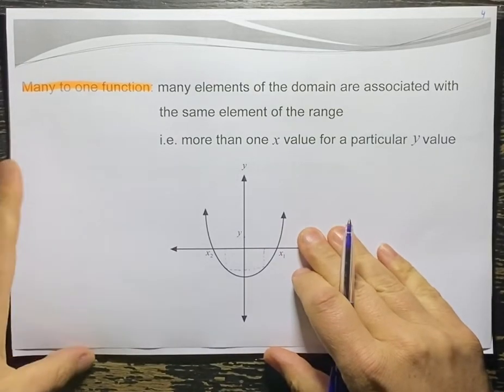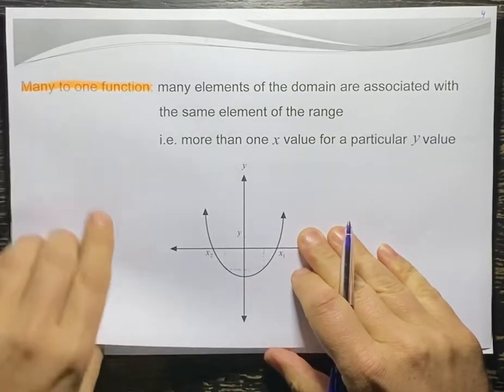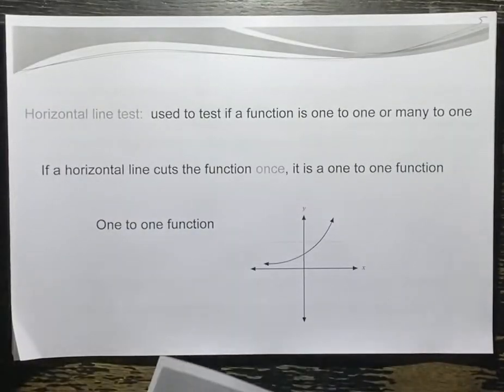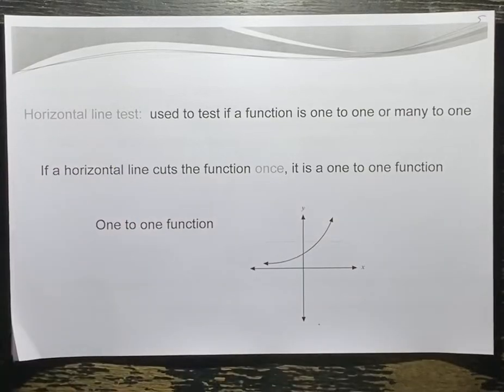So we spoke about a one-to-one and a many-to-one function. Okay, the horizontal line test.